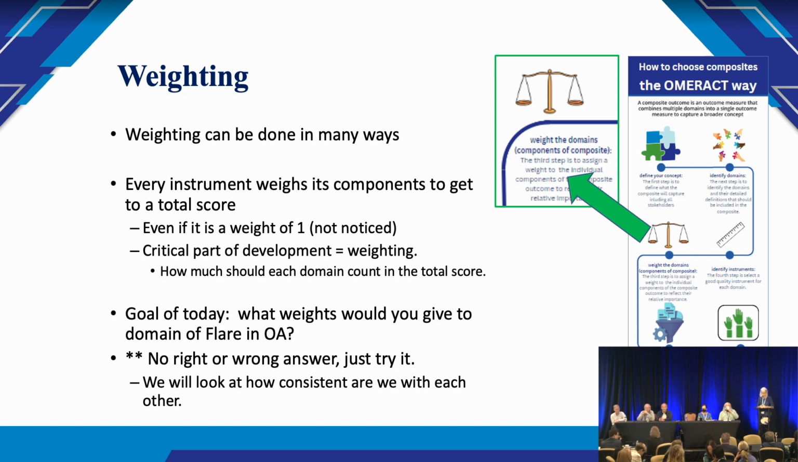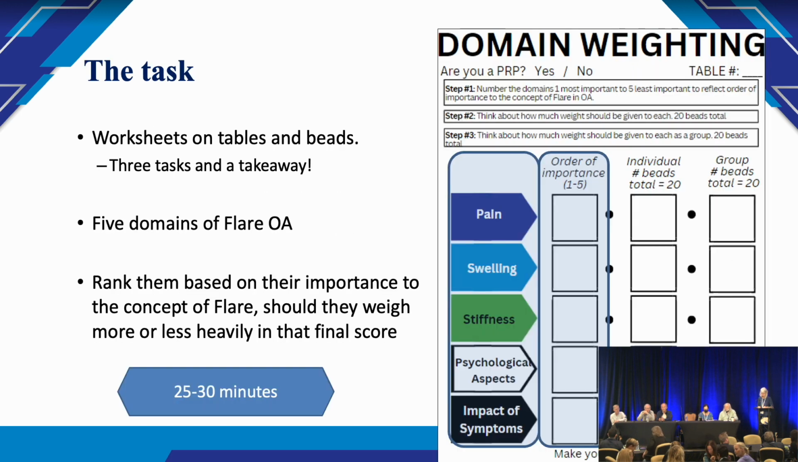We're borrowing the domains, and it's important to realize there's no real right or wrong in doing this. We just want you to try it and to work as a group. Now, the task. You have a sheet in front of you that looks like this. First we ask you to please identify if you're a PRP or not, and then what table number you're at, those little wooden signs. If you're missing anything, just sit still for a bit and we will get it to you.